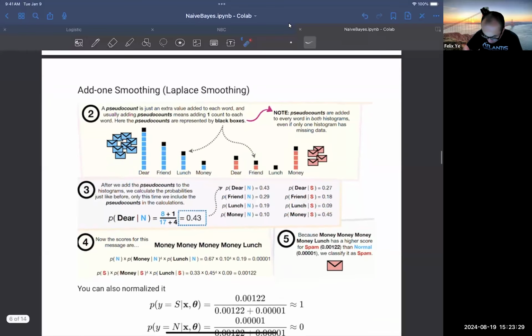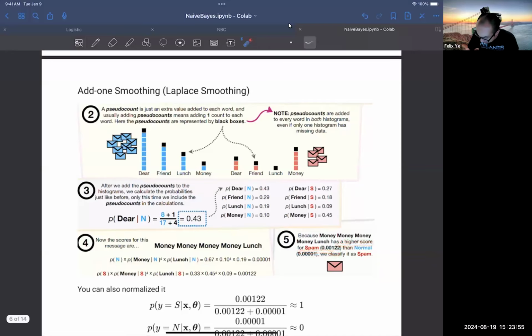And of course, if you get this message, money, money, money, money, lunch, then if it is normal, the probability is super tiny, which is 0.00001. On the other hand, conditional on being spam, the probability will be 0.00122. So you can see it has a higher score for spam than normal right here. So we will classify this as spam.